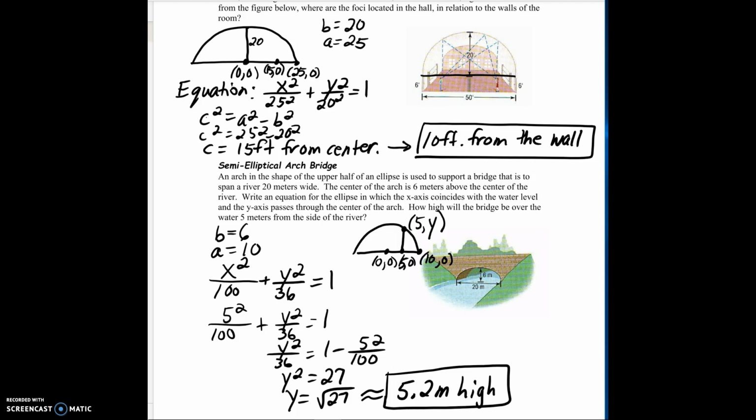This one happened to be equally spaced, but it may not always be that way, so make sure you're using your vertex as a reference point and then subtracting off when it does reference the side of the room or the river or whatever scenario you're looking at.